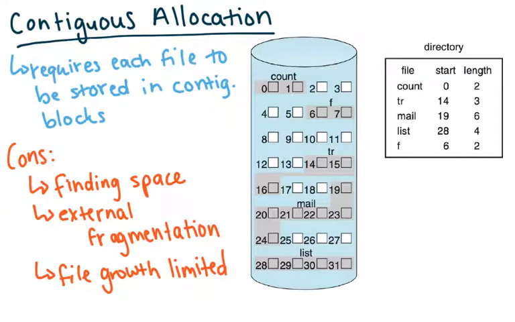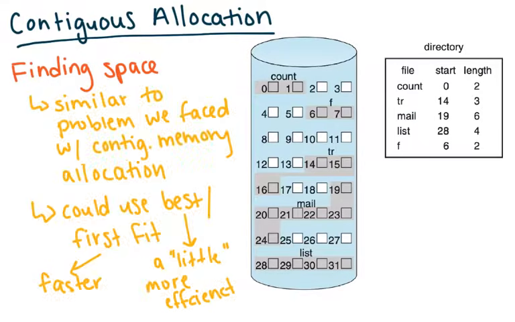So let's look at one of these for an example. So if for instance, the file that starts at 14, TR, wanted to increase itself by 3, wanted to move to 6, couldn't, right? Because at 19, something's already taking up that spot, and so we kind of limit our file growth. So I want to look at each one of these cons and talk about how we can mitigate them.